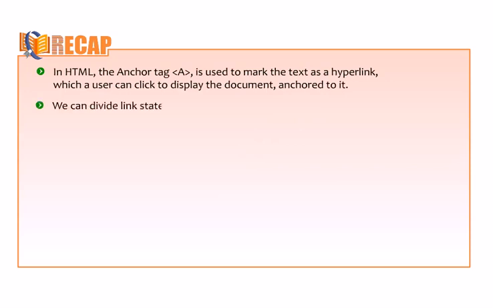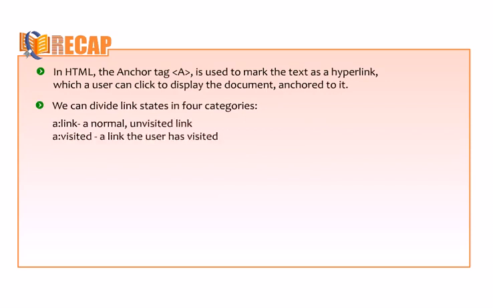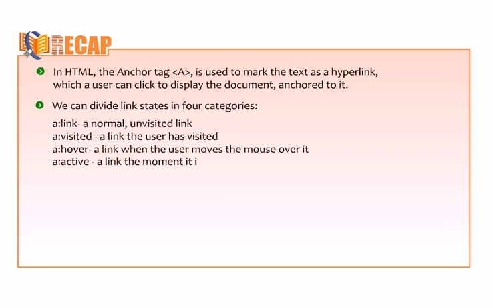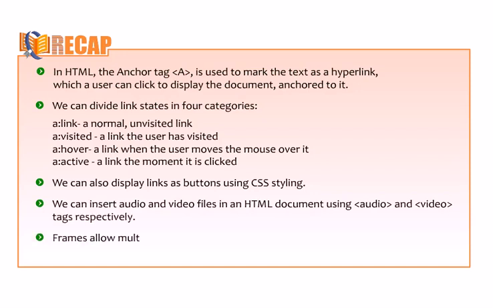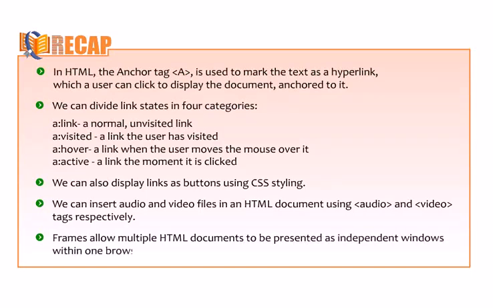We can divide link states into 4 categories. A:link, a normal, unvisited link. A:visited, a link the user has visited. A:hover, a link when the user moves the mouse over it. A:active, a link the moment it is clicked. We can also display links as buttons using CSS styling. We can insert audio and video files in an HTML document using audio and video tags respectively. Frames allow multiple HTML documents to be presented as independent windows within one browser window.